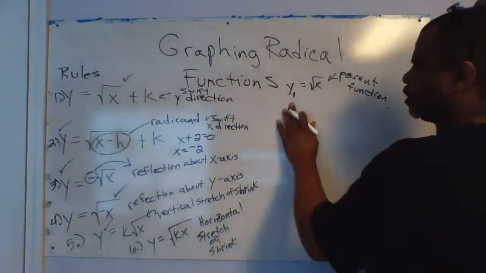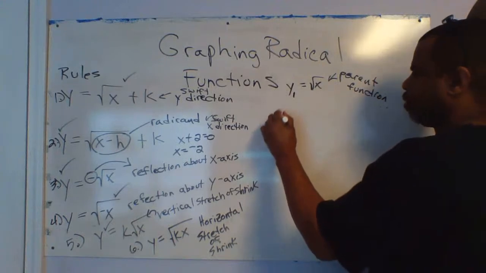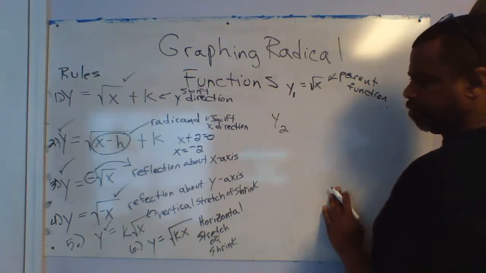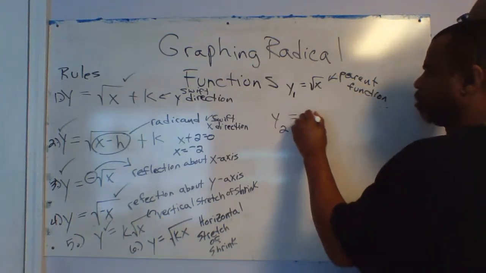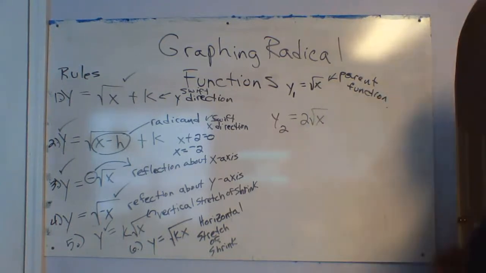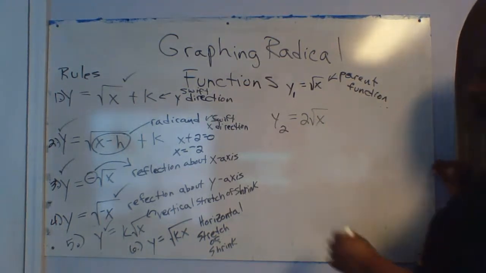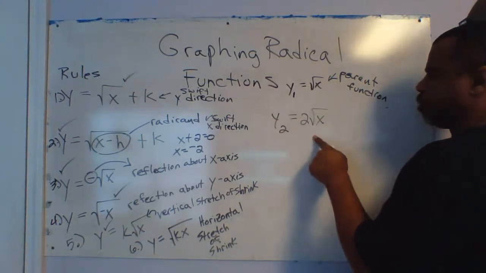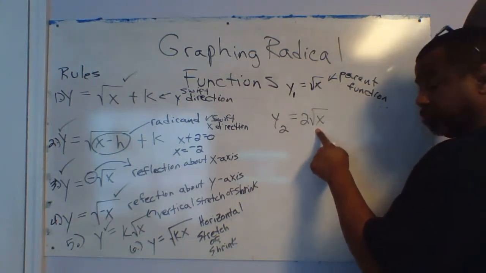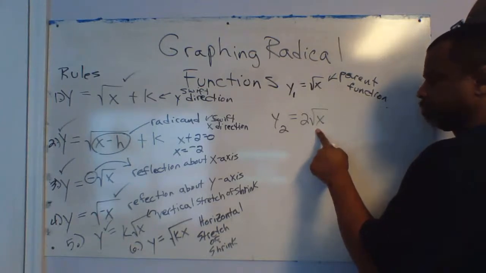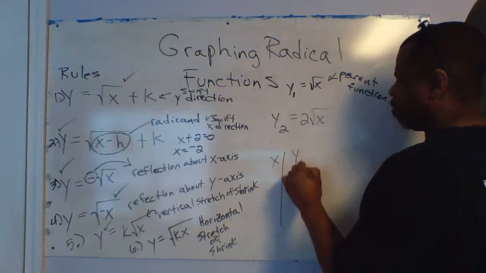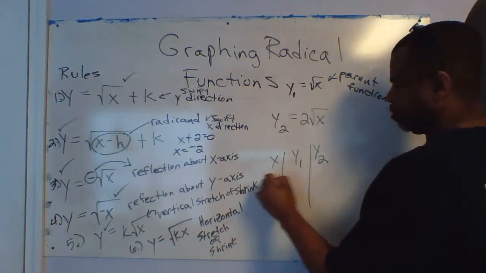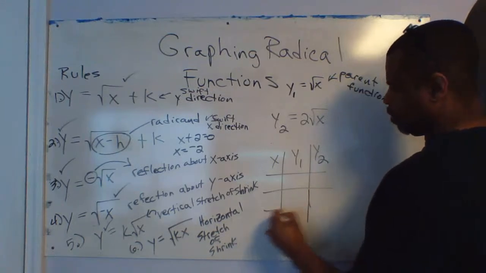Okay, so this is the parent function. What we're going to do is the 5th rule, a vertical stretch. So we're going to put 2 times the square root of x. Again, we're going to pick some points. Remember, since this is an even root, you can't use negative numbers. So we'll make a table with x, y1, and y2, and pick some points like we normally do.